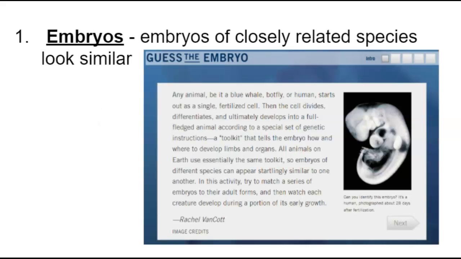First piece of evidence we have is embryos. Embryos are tiny little organisms before they're born. And the embryos of closely related species look similar. I'm going to show you pictures in a second.